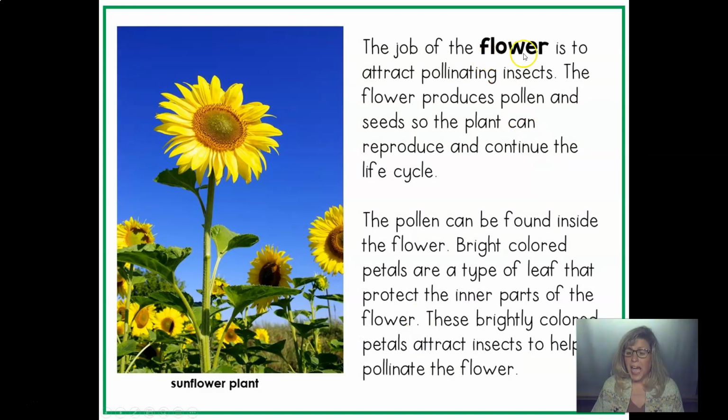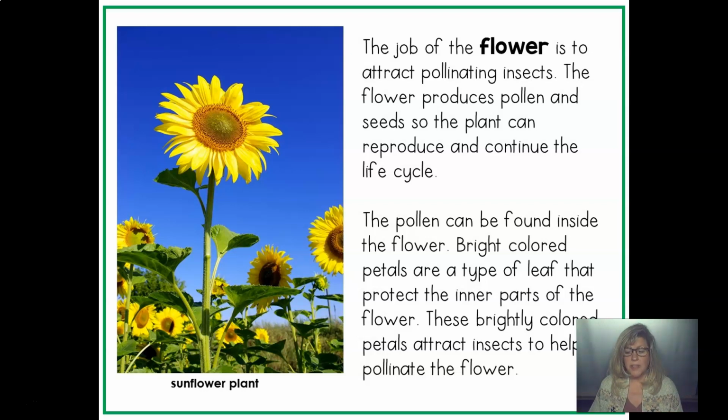The job of the flower is to attract pollinating insects. And boy, we had old busy Ms. Lizzie yesterday, and she's a fine example of a pollinating insect, a bee. And so the flower produces pollen and seeds so that the plant can reproduce and continue the life cycle. So yes, insects are a very important part of a plant life cycle. Without them, the cycle cannot continue.